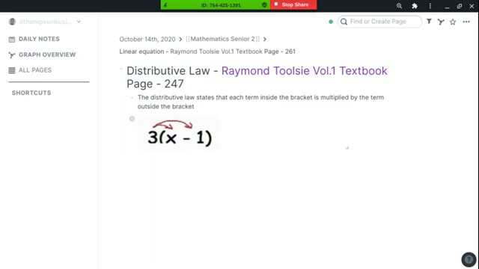Yes, sir. So now you see 3 bracket x minus 1. You're going to take that 3 and multiply each term inside the bracket by the term outside. So 3 multiplied by x gives us 3x. 3 multiplied by negative 1 gives us negative 3. Right.